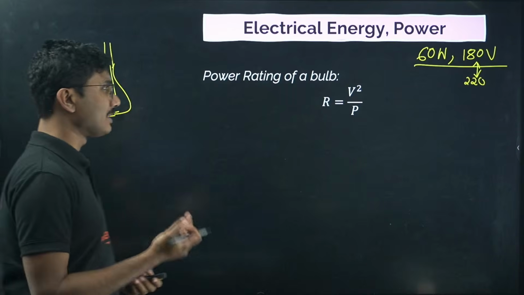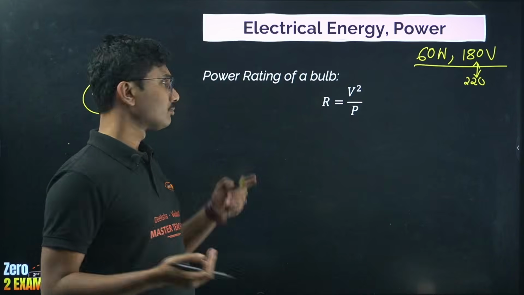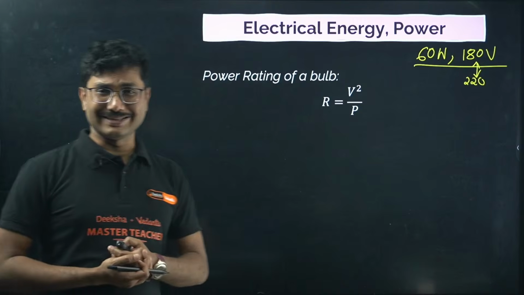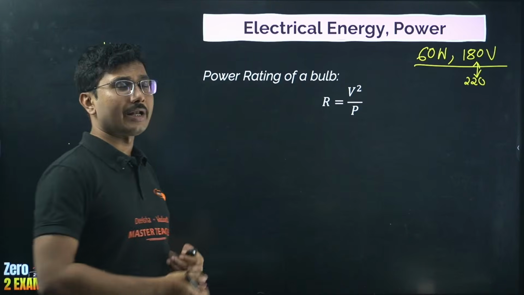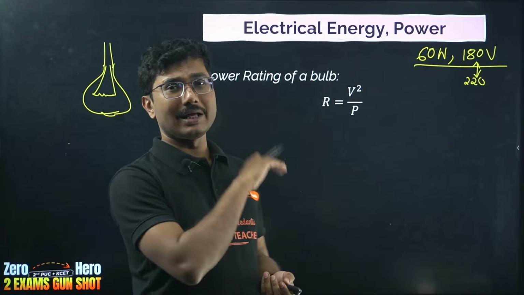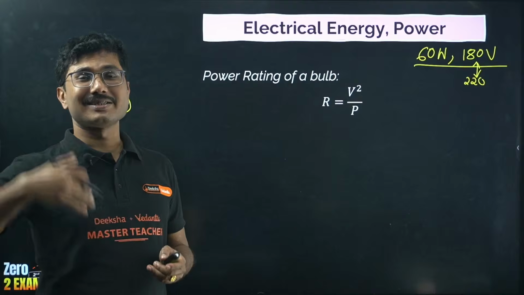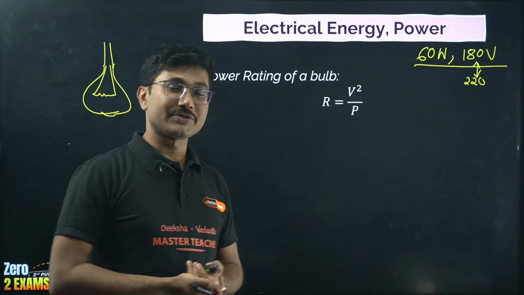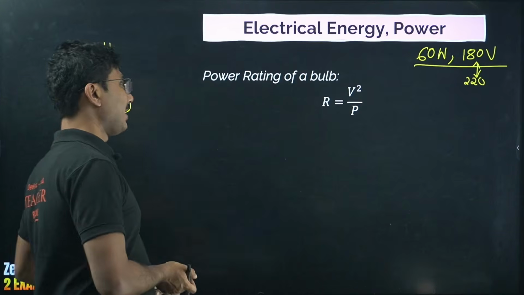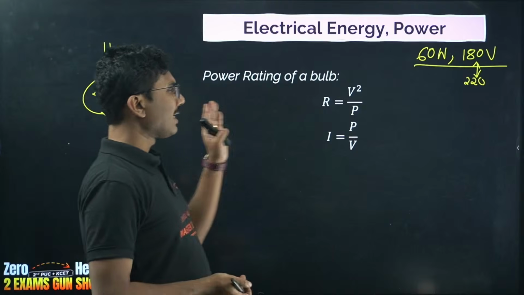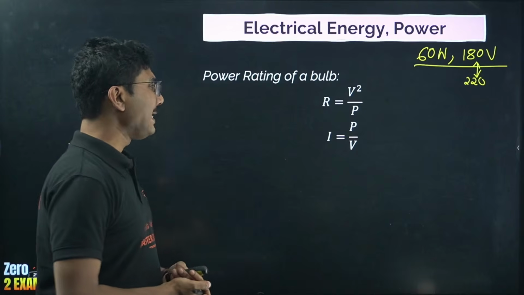Here we are only discussing normal current electricity. I don't believe that mastering alternating current will help you in this chapter, but if you master this chapter, this concept will help you in solving questions in alternating current. Now current is given by P by V.